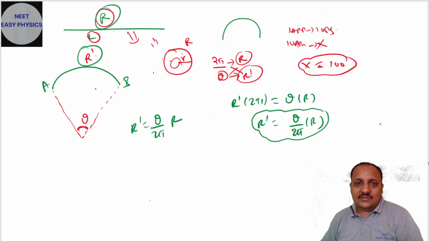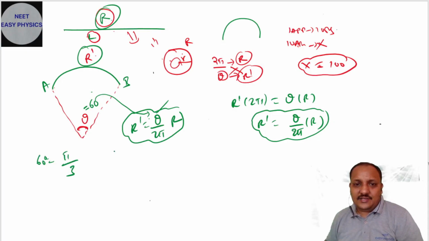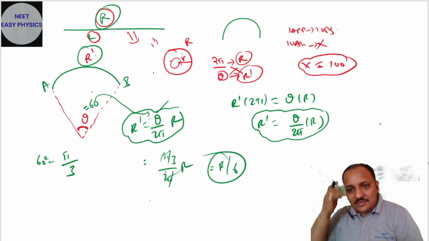If you bend this one into an arc shape, if you know this angle, definitely you can solve the problem. Let us assume theta is 60 degrees. But you should not substitute 60 here; 60 degrees can be converted into radians. So 60 degrees is equal to pi by 3, that is 180 by 3. Therefore, pi by 3 by 2 pi into R. Pi will be cancelled. Now it is going to be R by 6.